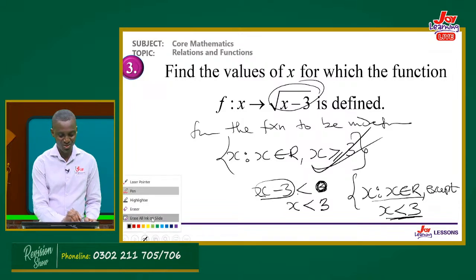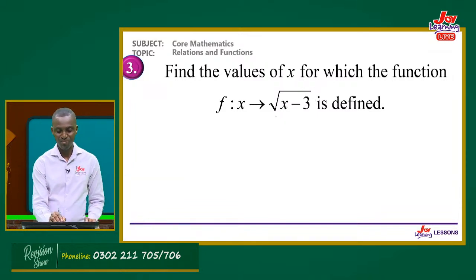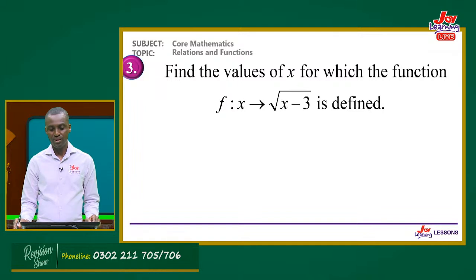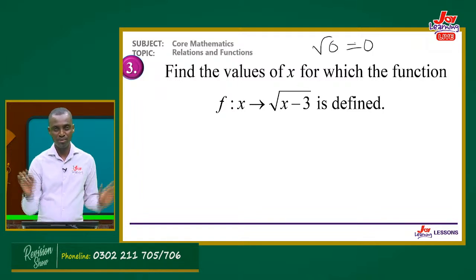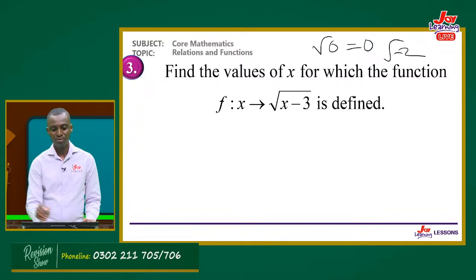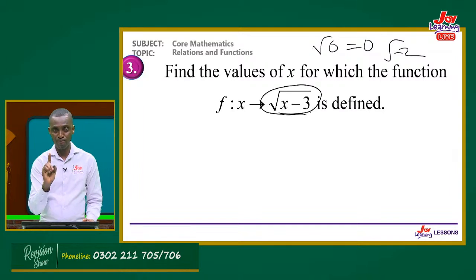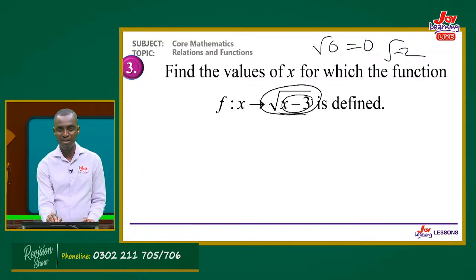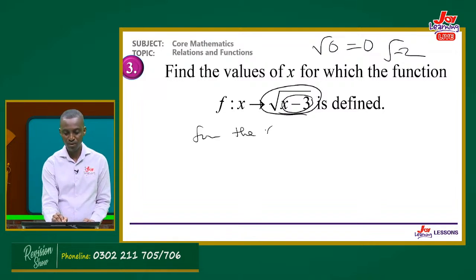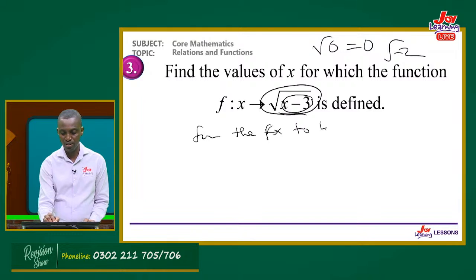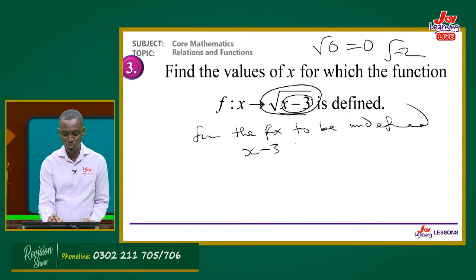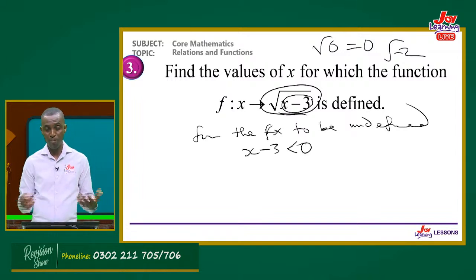Now let's go over it again for the sake of those who didn't get it. We are saying that anytime you have a number under radical, that number shouldn't be negative. It can be 0. Root of 0 gives us 0, no problem. But when it becomes root of negative 2, it's wahala. I mean, it is undefined. And so for this whole thing to become undefined, the number under radical must be less than 0. So for the function to be undefined, X minus 3 should be less than 0.